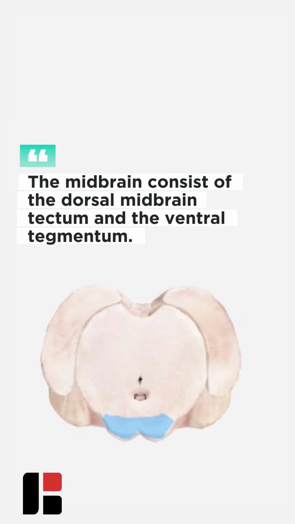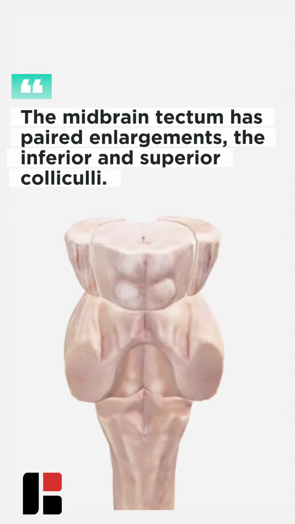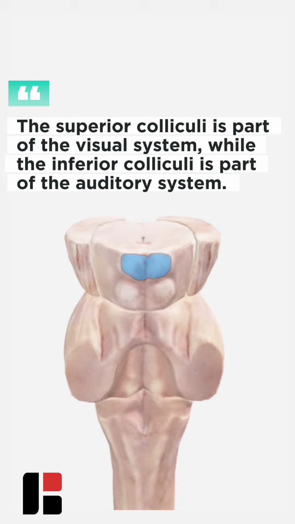The midbrain consists of the dorsal midbrain tectum and the ventral midbrain tegmentum. The midbrain tectum has paired enlargements, the inferior and superior colliculi. The superior colliculi is part of the visual system, while the inferior colliculi is part of the auditory system.